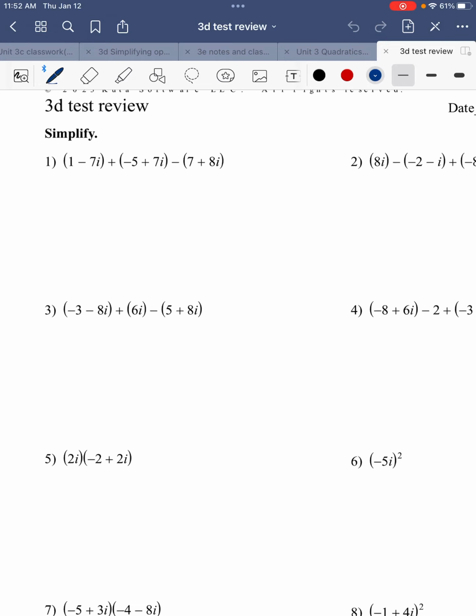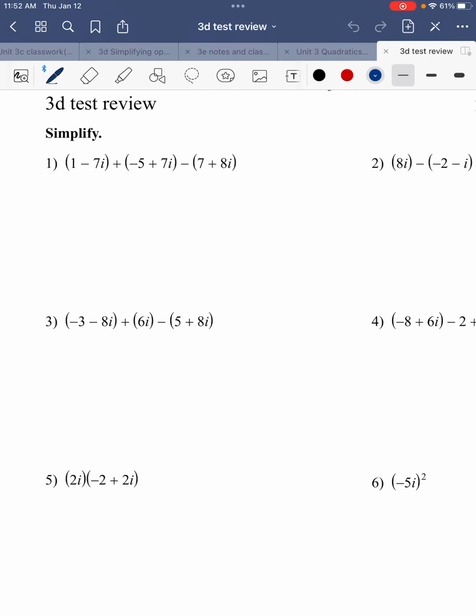Alright, so this is 3D and E test review. So 3D, we are adding and subtracting complex numbers. So we have to think about why the parentheses are there. And first of all, the parentheses are there because we have three different complex numbers. Complex is a real part and an imaginary part put together with addition or subtraction. Those are complex numbers. It's a whole another number system.